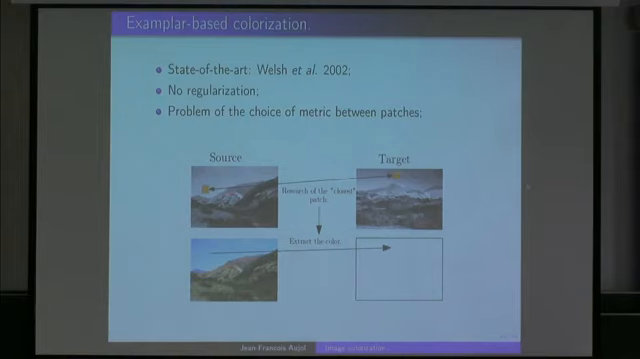So for instance, you may find this patch as the closest one to your patch. And then what you do with the exemplar-based approach is just that you take the color of the central pixel of the patch you've chosen, and you assign it to the image you want to colorize. So it's very simple, but in fact it's quite efficient.